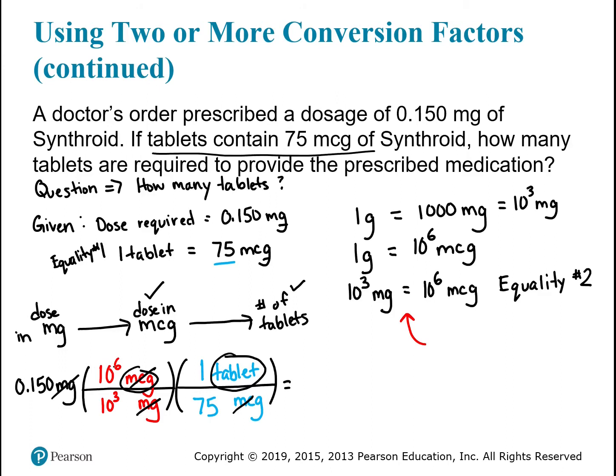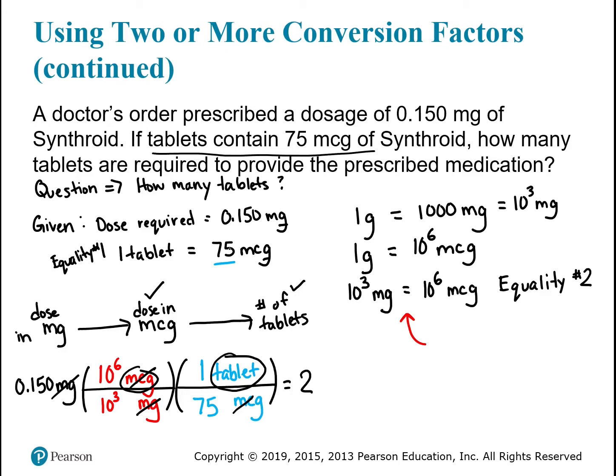0.15 multiplied by 10 to the 6th divided by 10 to the 3rd multiplied by 1 divided by 75. Your calculator will tell you too. However, we need to think about sig figs. In the equality where we're taking milligrams and micrograms, that's a definition. We don't need to worry about numbers there because those are exact numbers. Sig figs don't count.